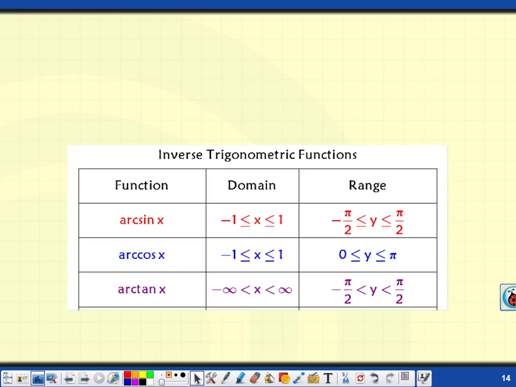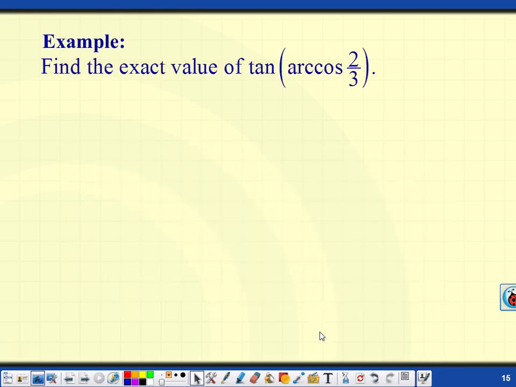No, let's just switch the domain and range. Oh, there's that. Yes. Okay, now we good? I hope so.